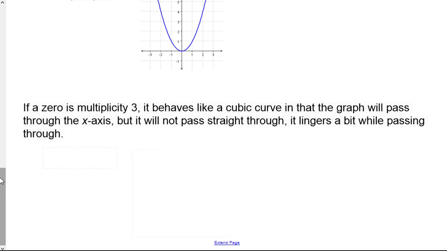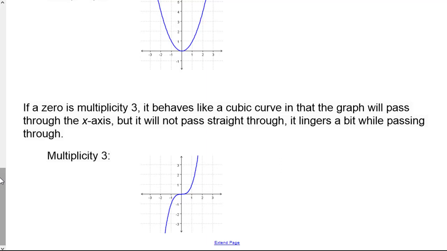And if a 0 is multiplicity 3, it behaves more like a cubic curve in that the graph will pass through the x-axis, but it will not pass straight through. It lingers a bit while passing through. So if it's multiplicity 3, it's going to look more like a cubic curve going through the x-axis. So let's see some examples here.